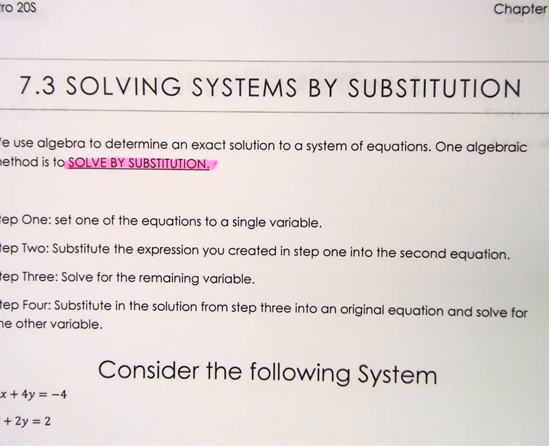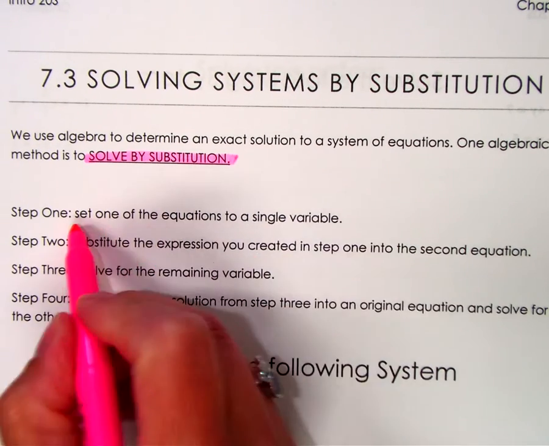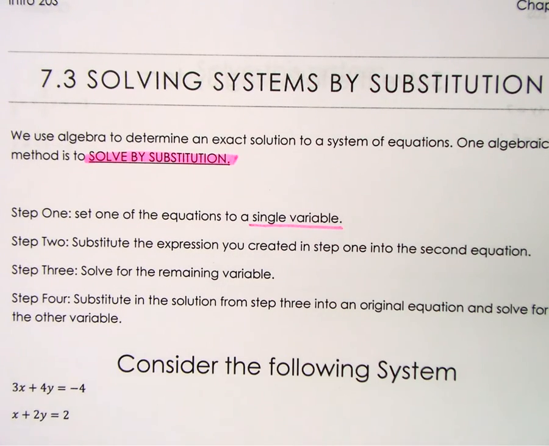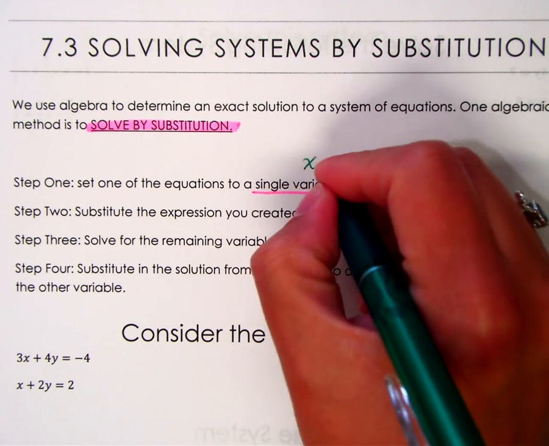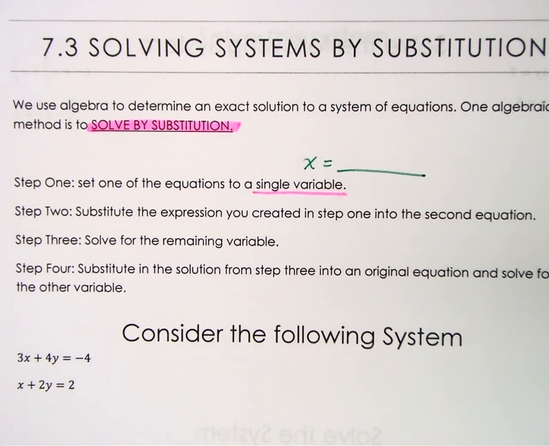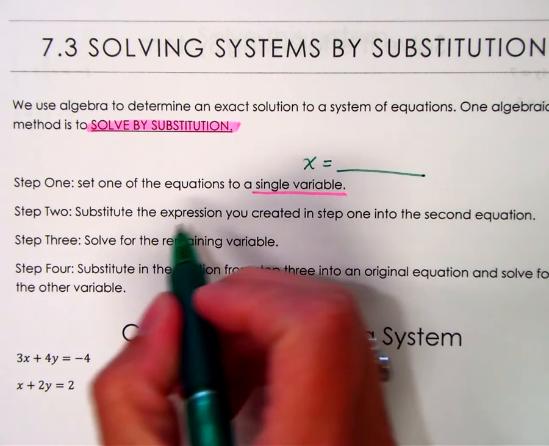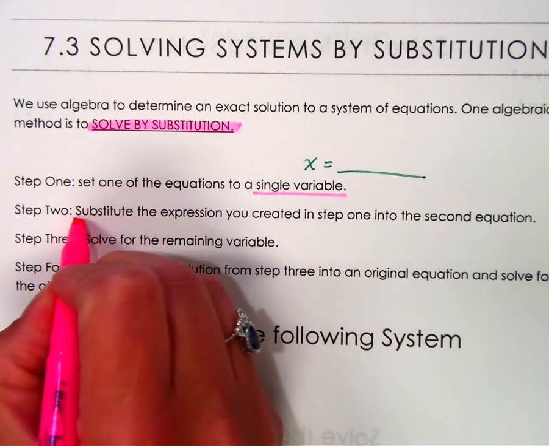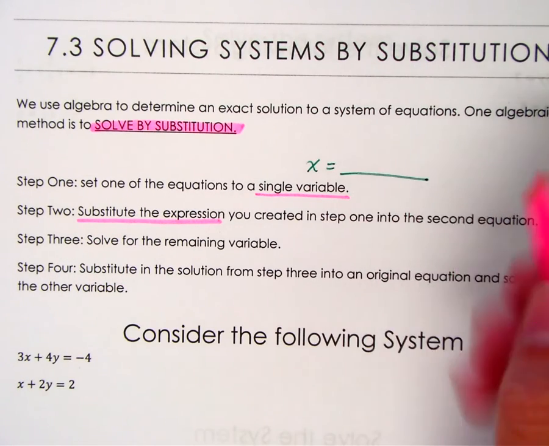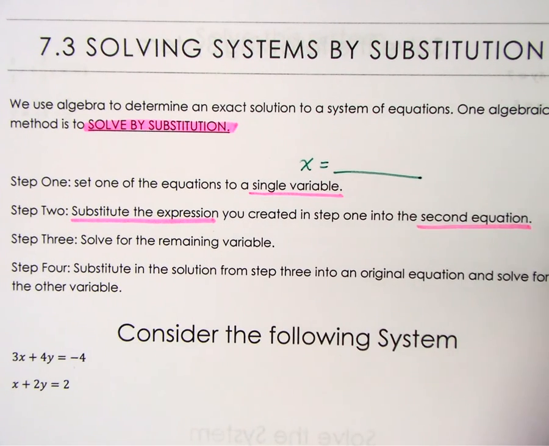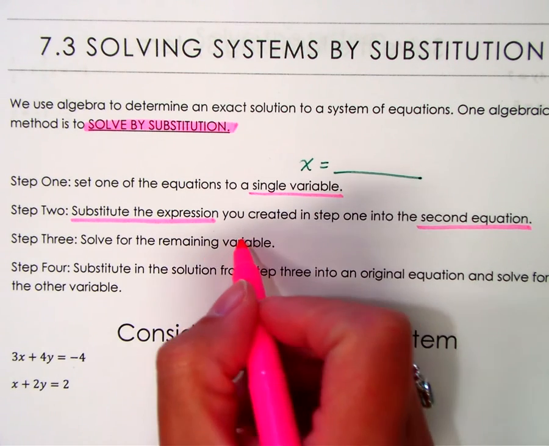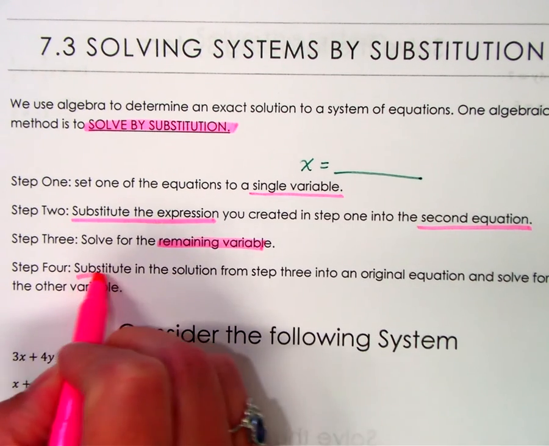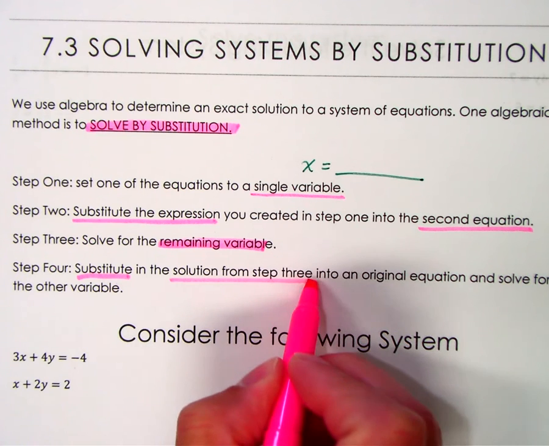So I'll go over the steps, but they won't make sense until we actually do it. Set one of the equations equal to a single variable. So all that means is, like in this first situation down here, I'm going to set one equal to x on one side and everything else to the other. We've done that a lot before with y-intercept forms, so you should feel a little bit comfortable with that. You're going to substitute the expression that you just made into the other equation. So whatever we found here, we're going to substitute into this equation. We're going to solve for the remaining variable, and then we're going to substitute into the solution from step 3.